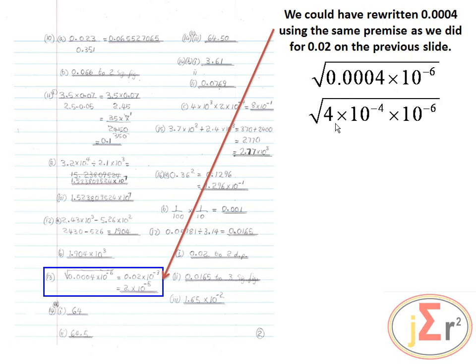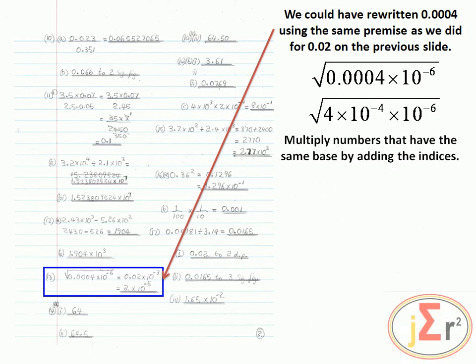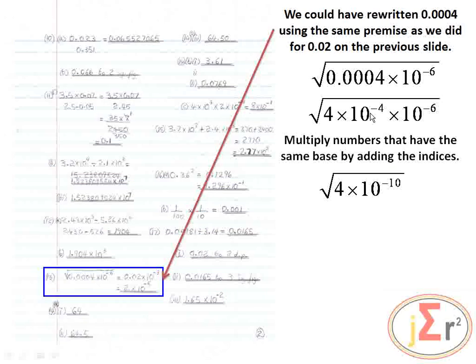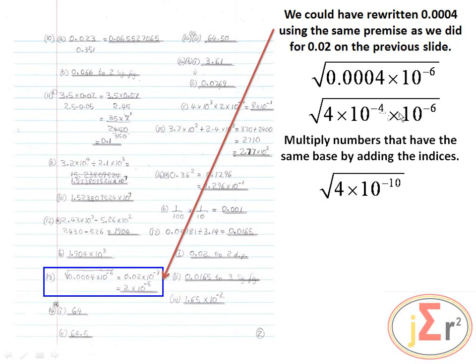So we have 4 times 10 to the negative 4 times 10 to the negative 6. And we know also that when we multiply numbers with the same base, we will add the indices. So multiply numbers that have the same base by adding the indices. Negative 4 plus negative 6, when we add numbers that have the same sign, we accumulate their values and the answer will have the same sign as the numbers that we have added.